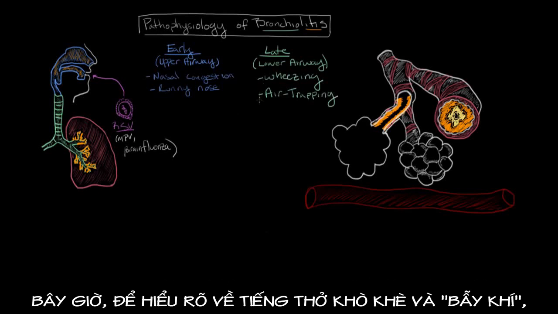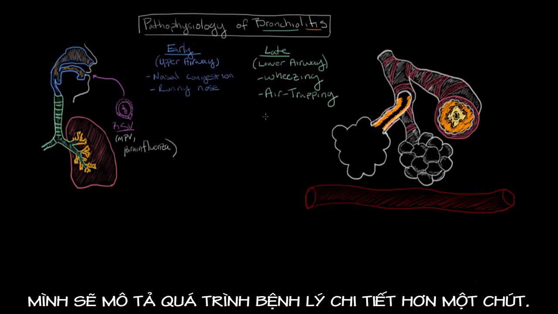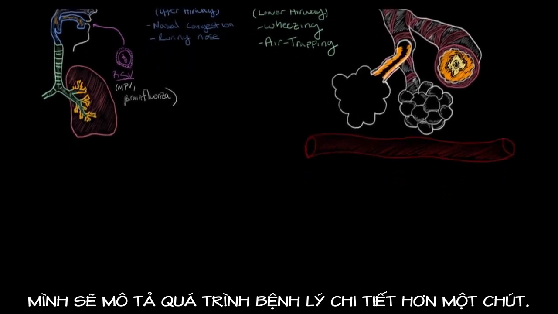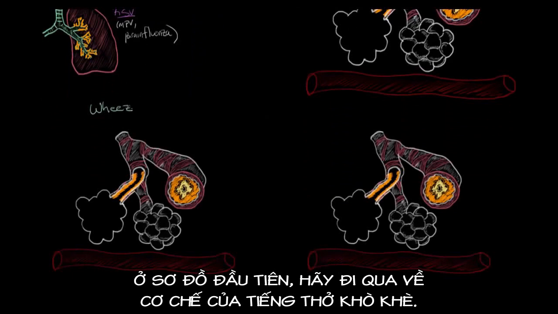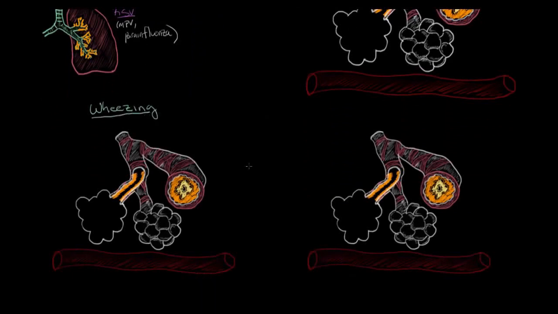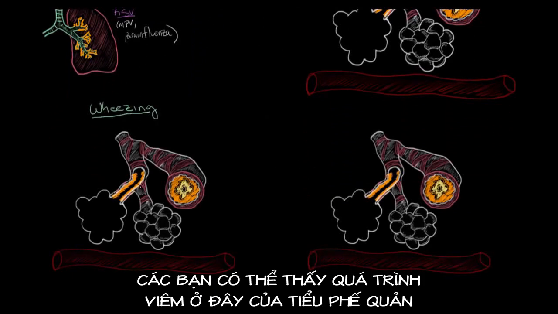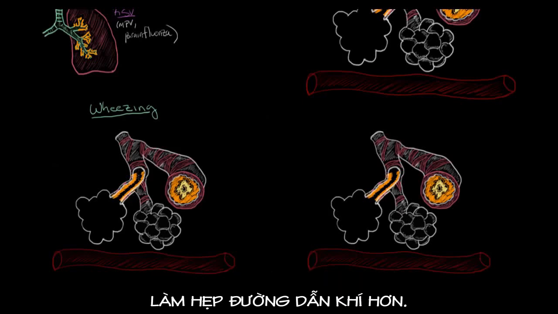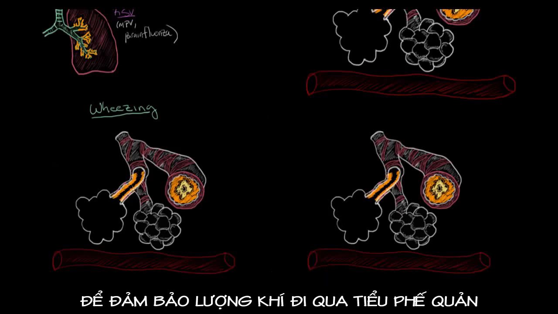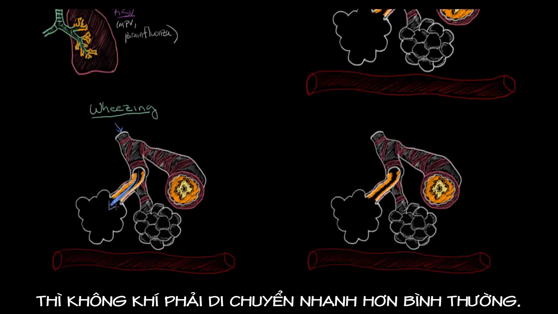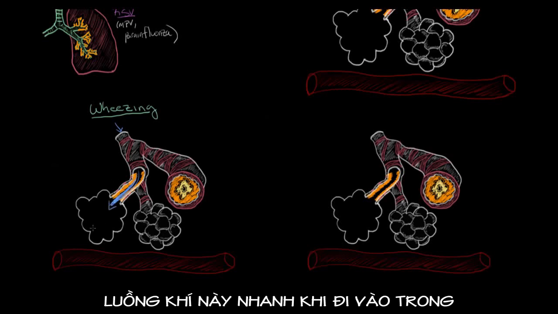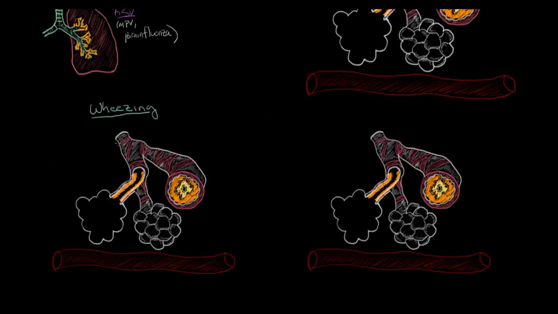Now, in order to understand wheezing and air trapping, let me describe the pathological processes in a little bit more detail. Now, in this first diagram, let's go through the mechanism of wheezing. And you can see that this inflammation here of this bronchiole has caused the airway to become narrower. And in order for a certain amount of air to travel through that bronchiole in the same amount of time as if it wasn't narrowed, that air is going to have to travel a lot faster. And this air travels faster as it goes in, and then also as it goes out.